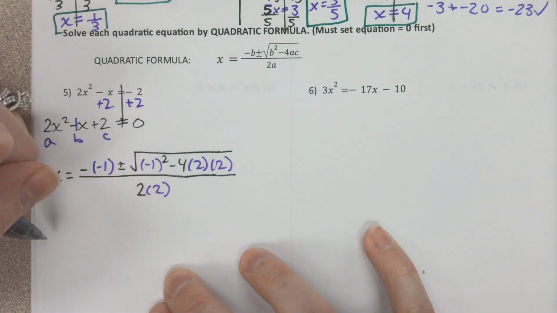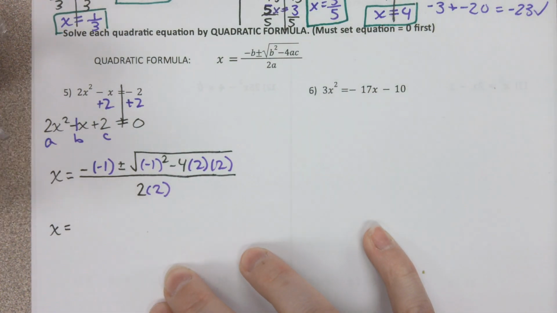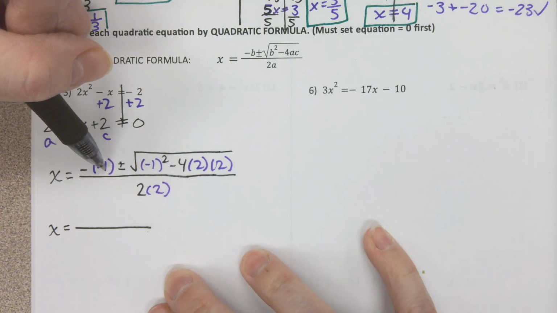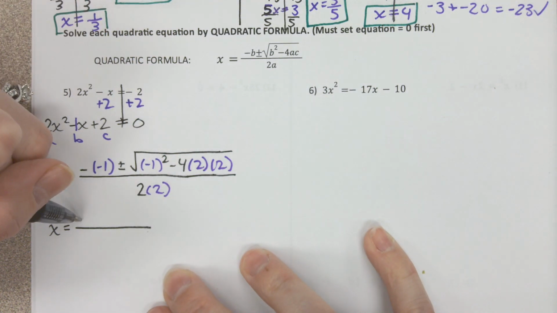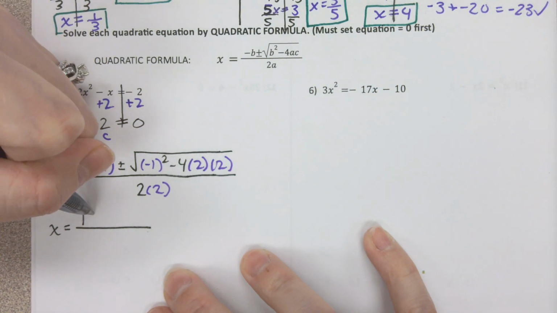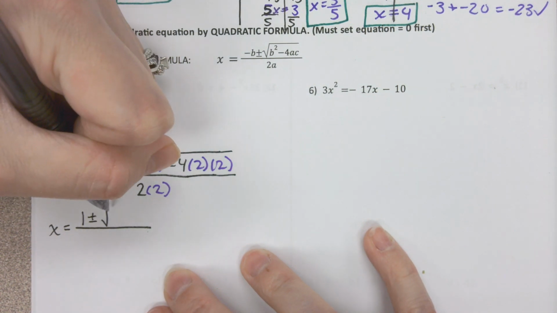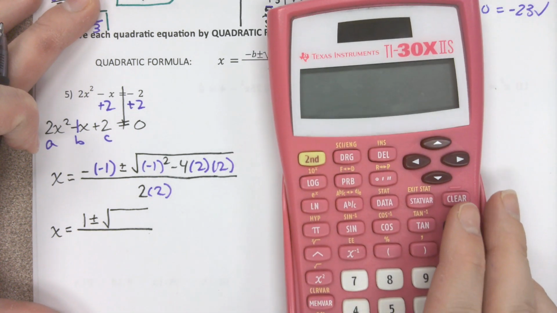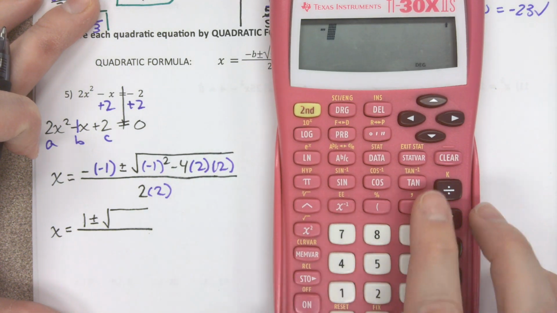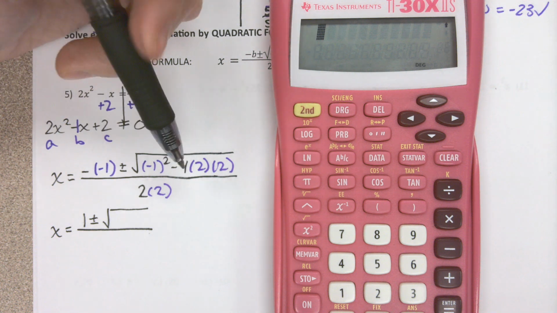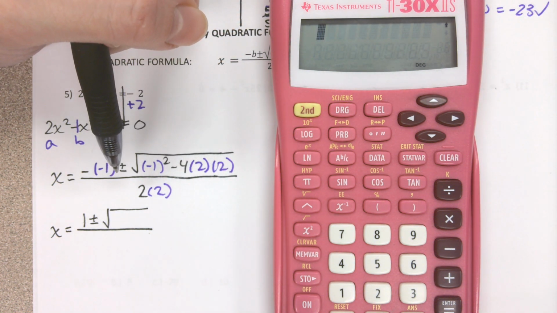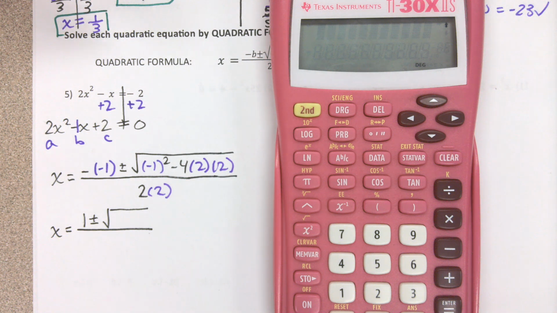Next step, x equals this negative 1, that turns it into a positive 1, so it's just 1. Plus or minus the square root. This is what I'm going to use the calculator for. I'm going to type in everything under the square root. Don't type in the actual square root. That can cause some problems for you. Only type in what's underneath it.